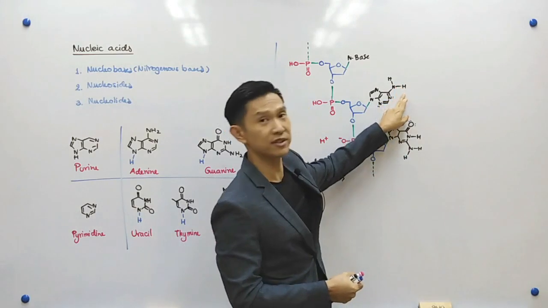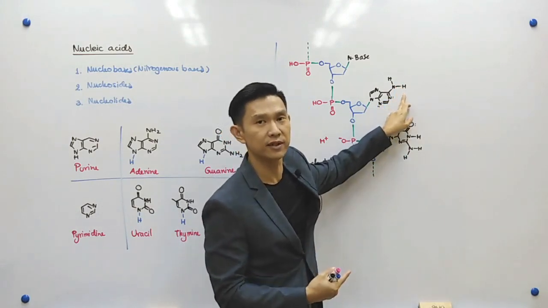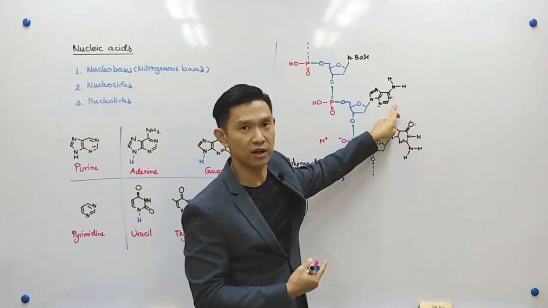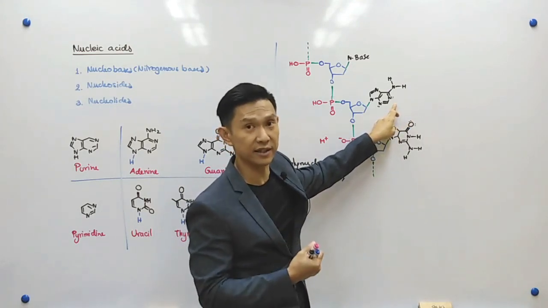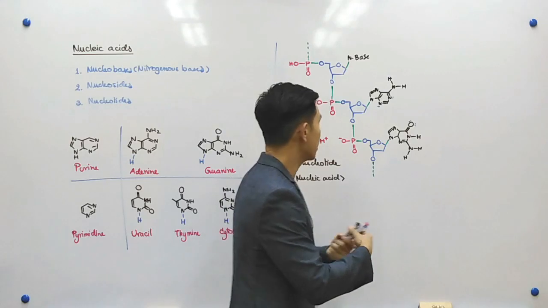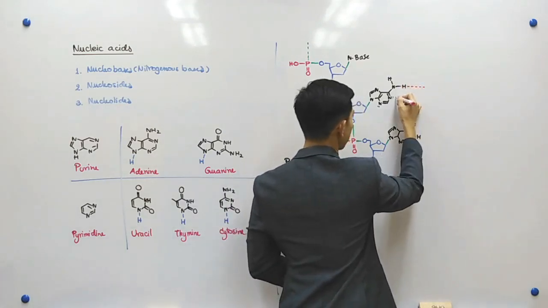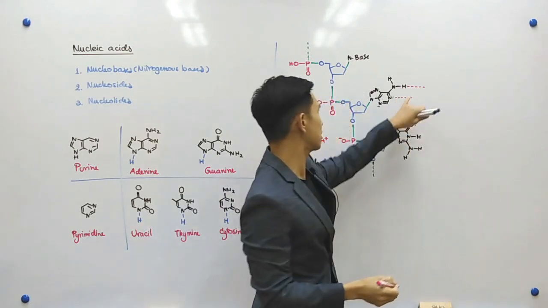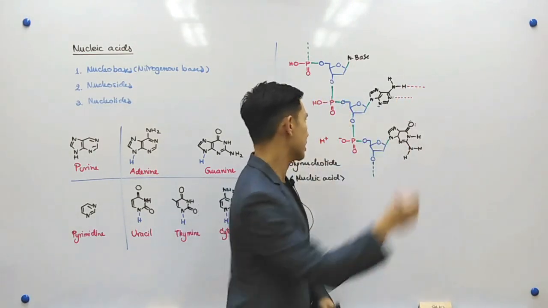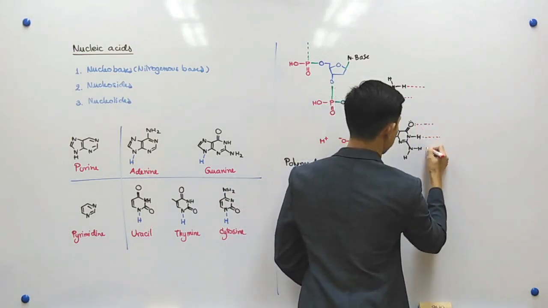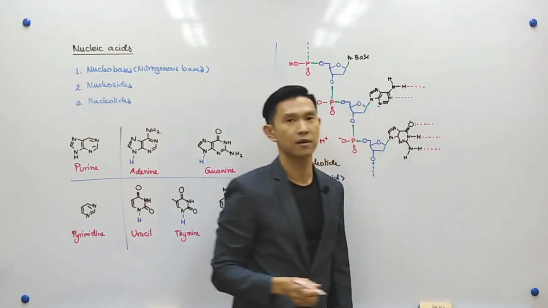So this hydrogen atom, which is slightly positive, is the hydrogen bond donor, and this electron pair with negative charge is a hydrogen bond acceptor. So as you can see, the direction of the hydrogen bond is this way. This is donor, this is acceptor. This is hydrogen bond acceptor. This is hydrogen bond donor, and this is hydrogen bond donor.